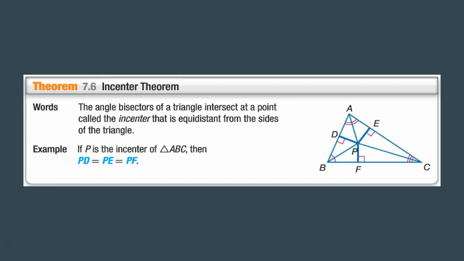So the InCenter Theorem. The InCenter Theorem is when the angle bisectors of a triangle intersect at the point called the InCenter, that is equidistant from the sides of the triangle. So P is the InCenter of this triangle. And if that is true, we know that PD, PE, and PF are all equal to each other.